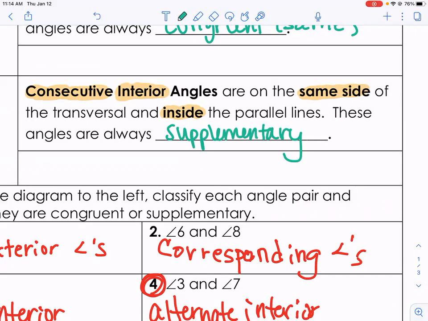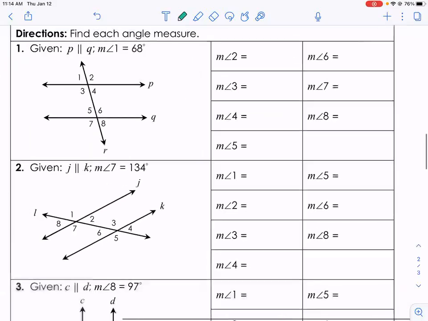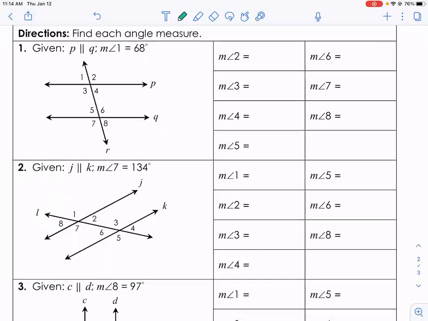Okay, so this is what we're gonna do. We're gonna turn to page 8. Okay. All right, it says P is parallel to Q. P is parallel to Q. All right, there are parallel lines. And it says angle 1 is 68 degrees. So I want you to go ahead and write 68 degrees where it says angle 1.